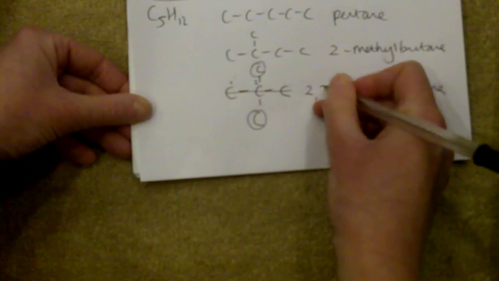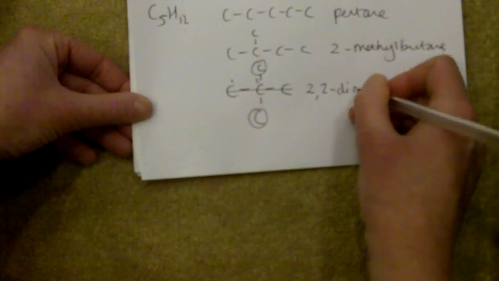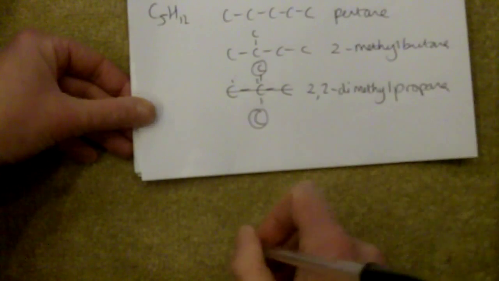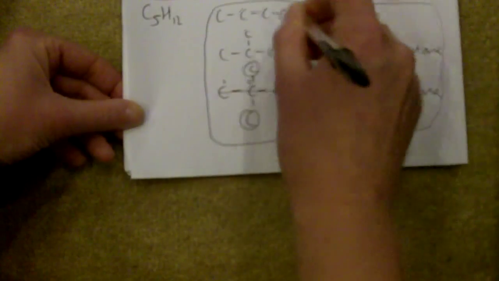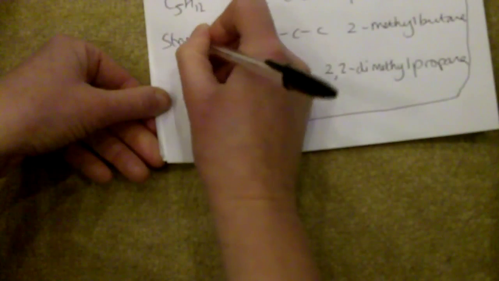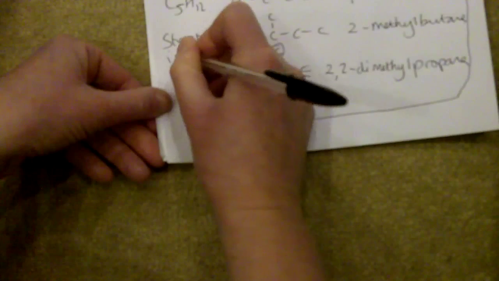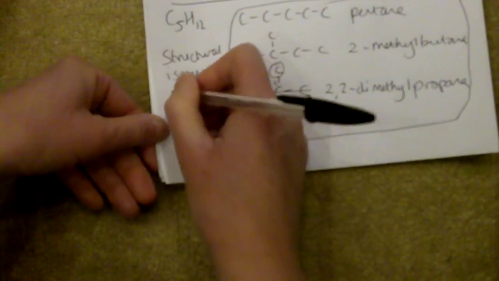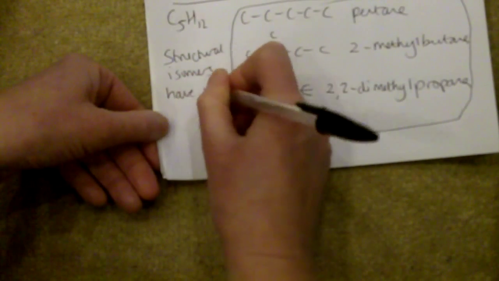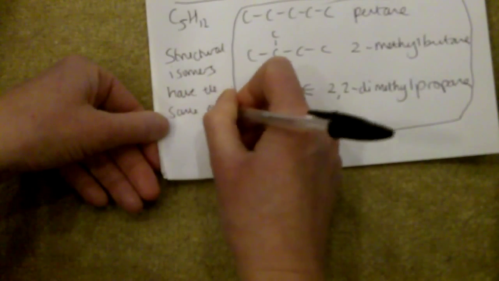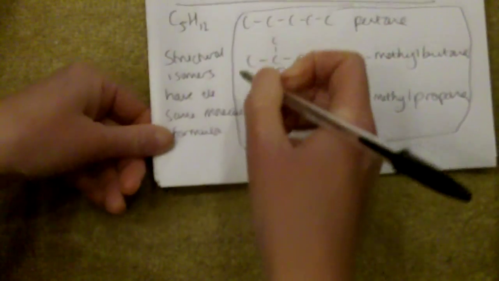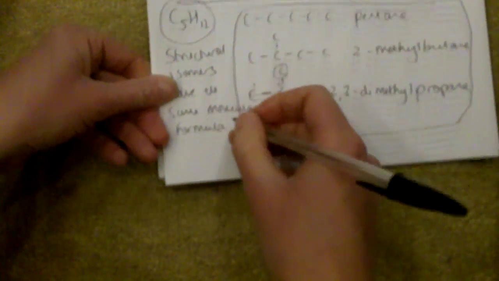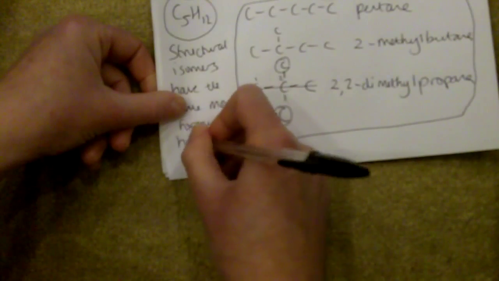So we have to go 2,2-dimethyl propane, 2,2-dimethyl propane. Right. These are all called structural isomers because they all have the same molecular formula. They are all C5H12 but have different structural formulas.